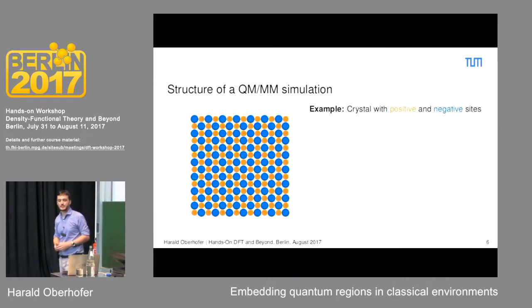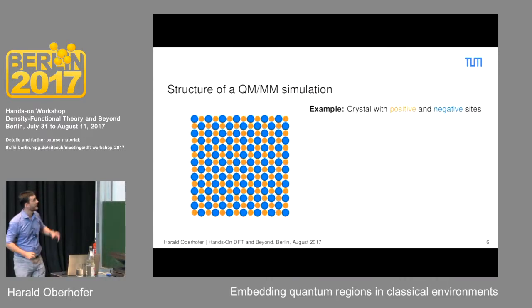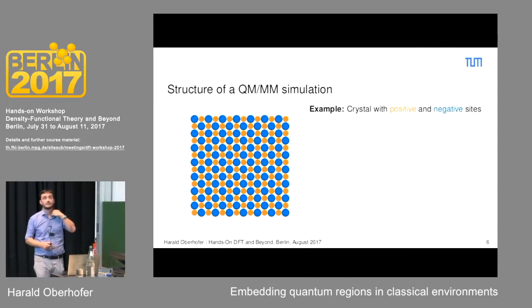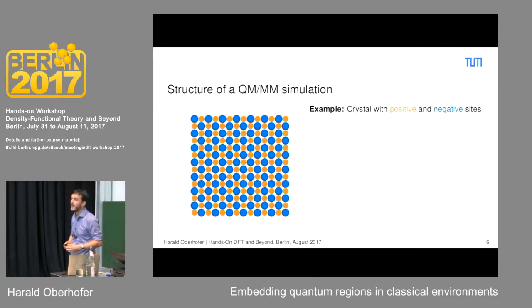So how does that actually look? Imagine that we again have our fake crystal here, which has positively and negatively charged sites. The positive ones are the ones in orange, the negative ones in blue. It's orange and blue because that's our corporate identity, and thus not red and blue. Sorry for that. Now, the first thing you want to do is you cut a cluster.